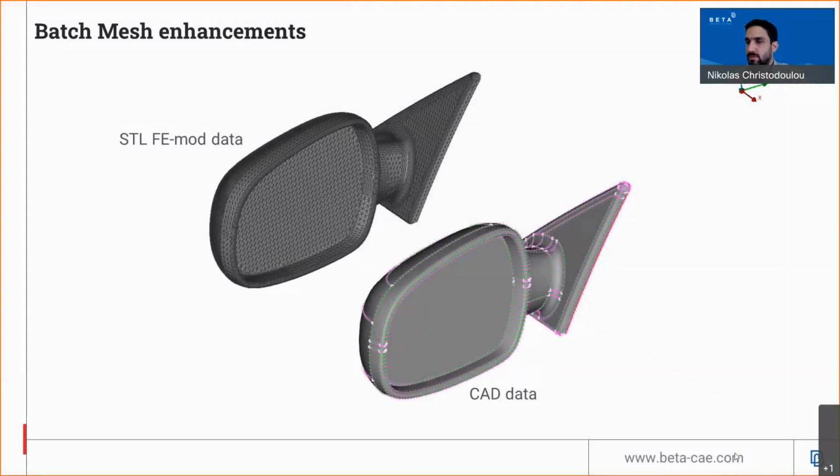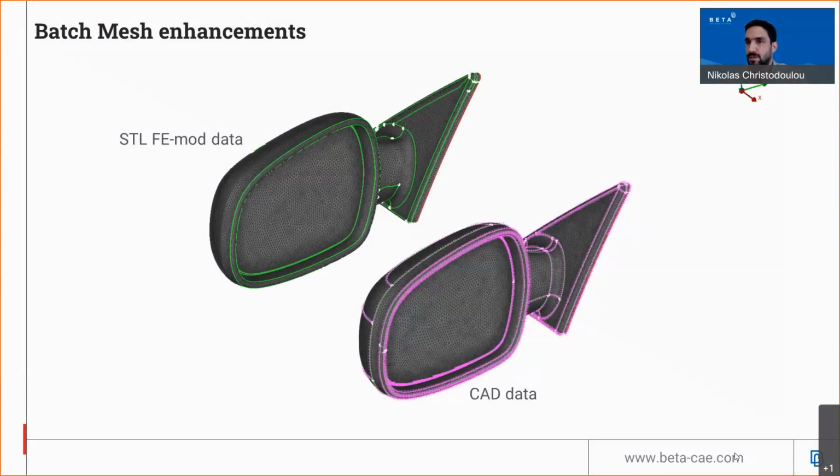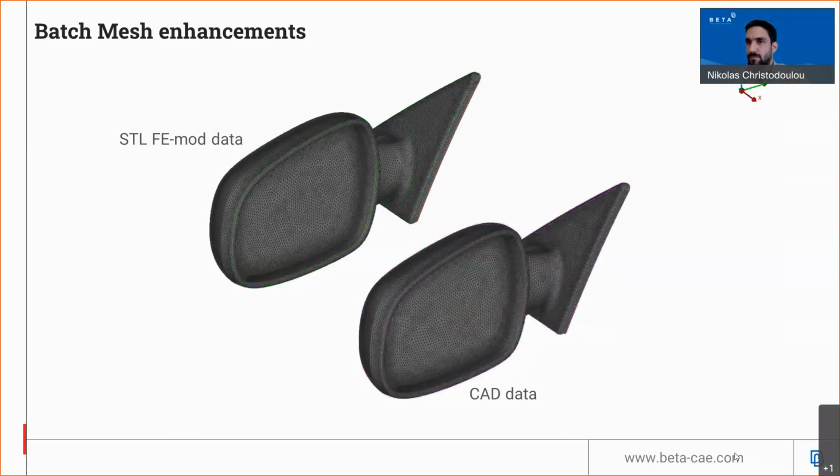ANSA can now produce a CFD type mesh on tessellated STL data by following the exact same method as when using CAD surface data. The STL mesh is used in a batch mesh session, and the result is almost identical to the mesh that would be produced if we were working on geometric faces. As you can see here, the result on top left, the STL tessellated result, and the CAD data on the bottom right. Almost identical.